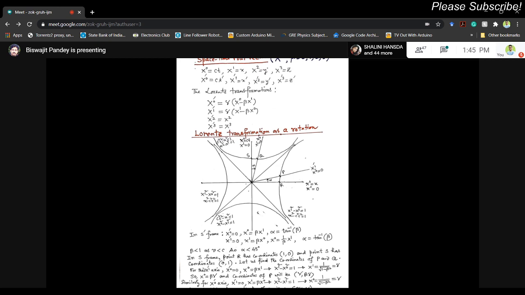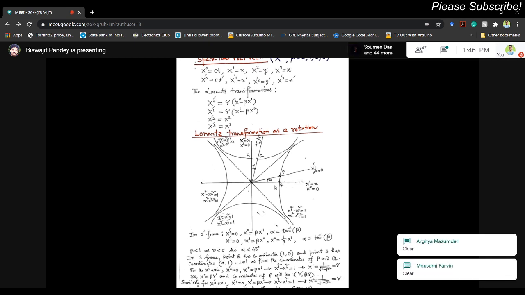I have already discussed this, but let me re-emphasize the same point here. We have already calculated the values of x0 and x1. For the x1 prime axis, x0 prime equal to 0, because that's the space axis. So x0 equals beta times x1. And since the equation of the hyperbola is x1 squared minus x0 squared equal to 1, if you put in the value of x0, you get x1 equal to gamma.